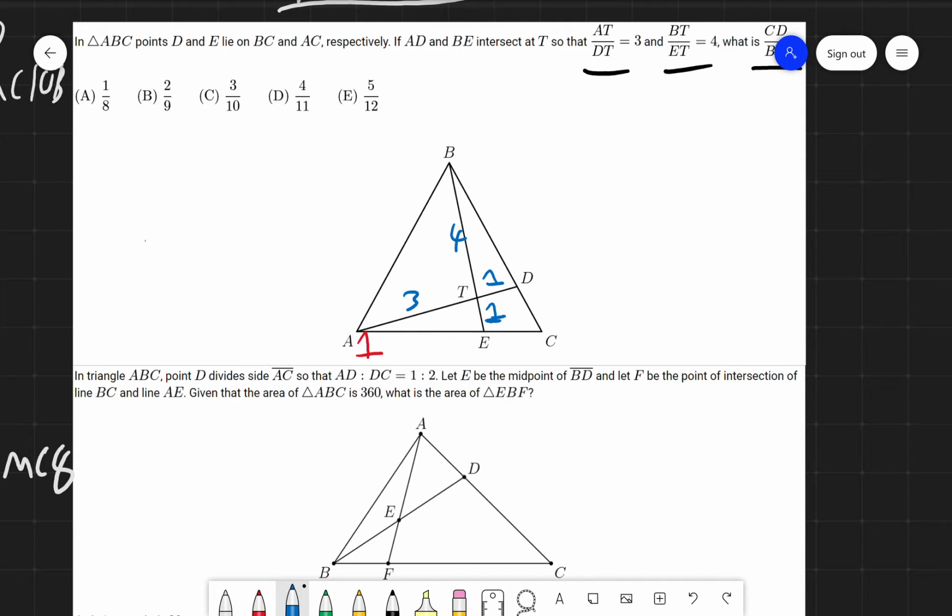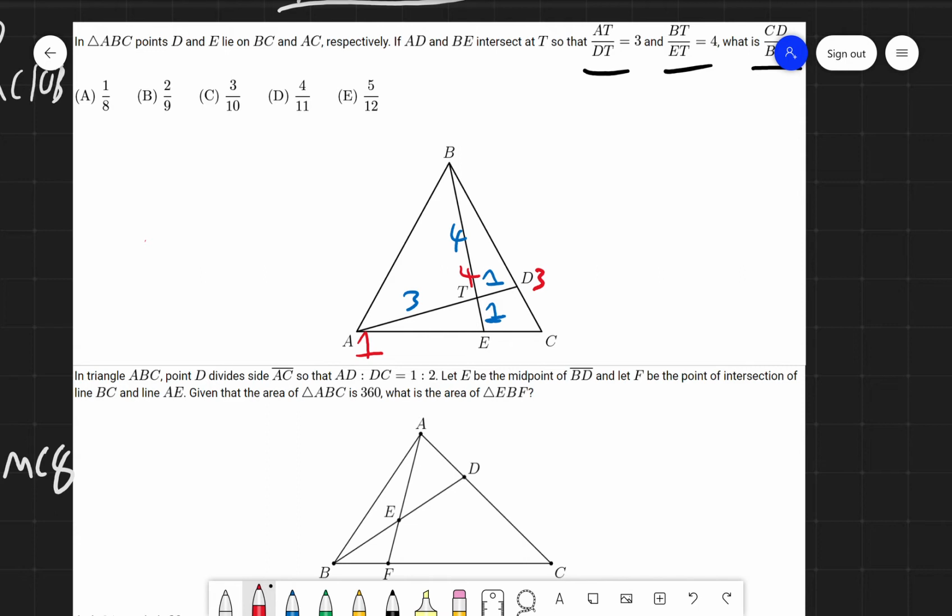Now it seems impossible, right? How can we find CD over BD out of that? Well, we can use mass points. First thing, we're going to look at D. We know that 1 times 3 equals 1 times the mass of D. So D must be 3. That means that T has a mass of 1 plus 3, which is 4. And now because T equals 4, we know that B plus E equals 4.